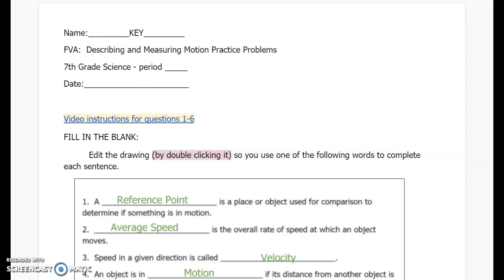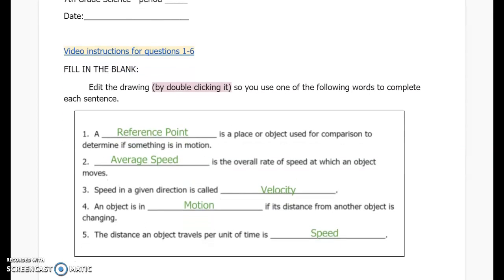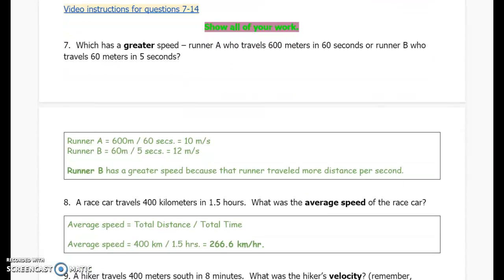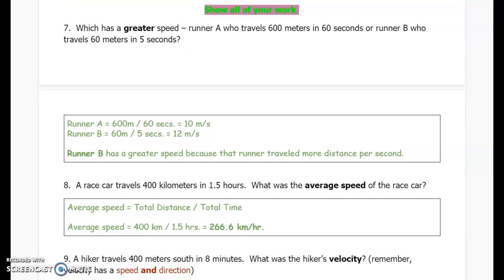This is the video that goes along with the key for the Describing and Measuring Motion Practice Problems document. I won't be going over this entire key in the video because some of it doesn't really need further explanation besides what is written in the key. So I'm actually going to skip the fill in the blank section and move right down to the speed calculations.